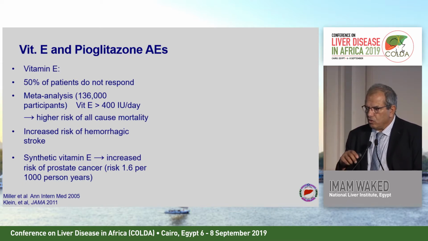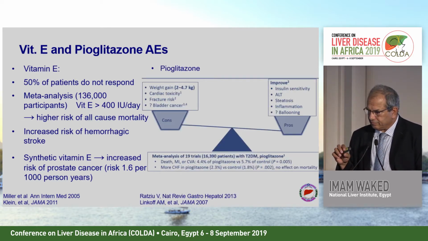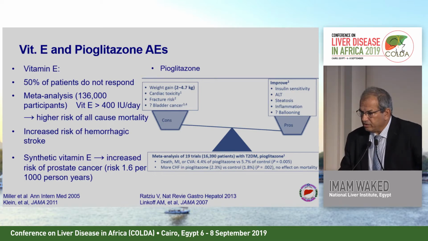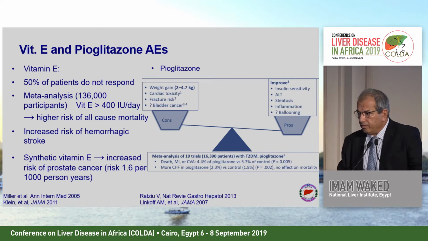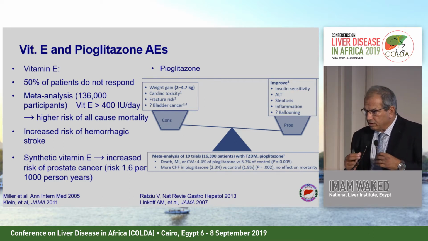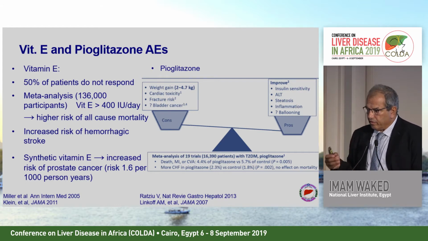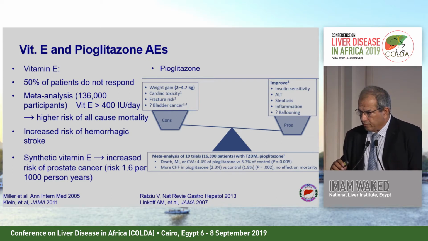And pioglitazone also has some adverse events. Weight increases. There was a probably increased risk of fracture, bone thinning, and increased risk of bladder cancer. All these are theoretical, but however, a large meta-analysis showed that it does not increase myocardial infarction or death, but it increases slightly the risk of congestive heart failure.